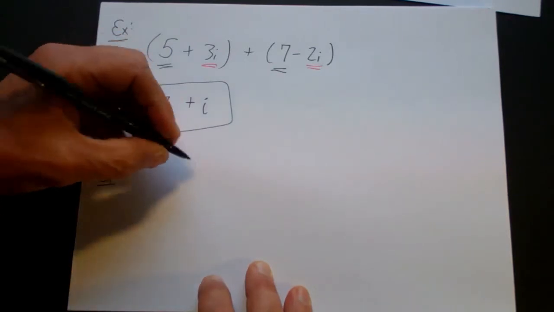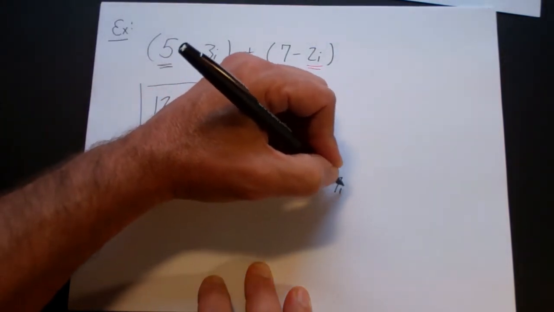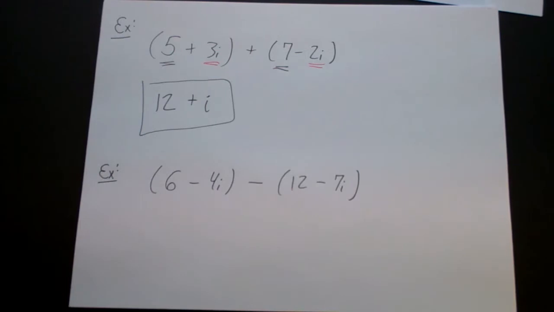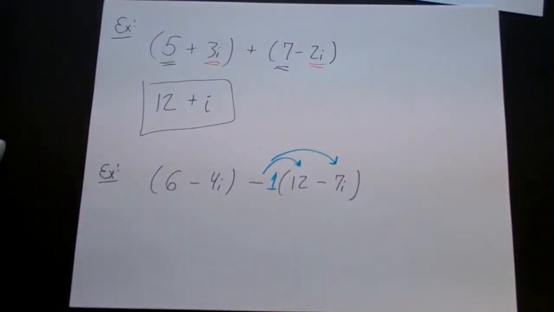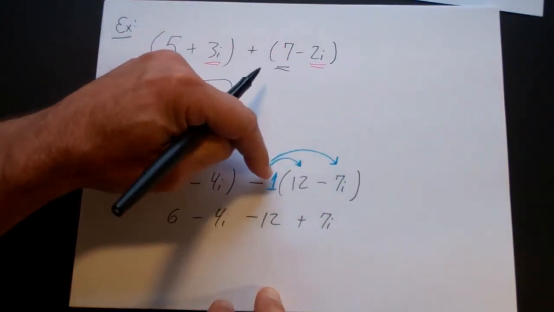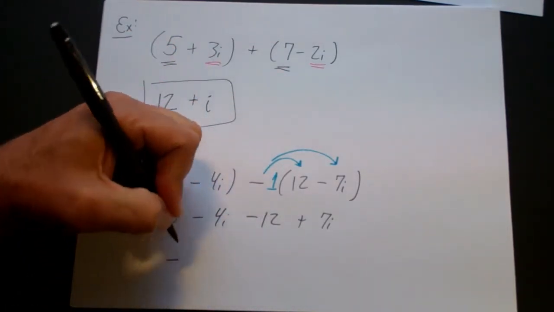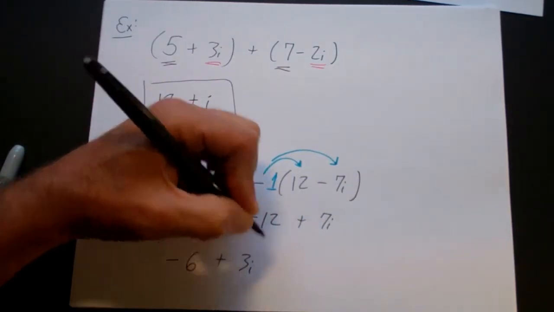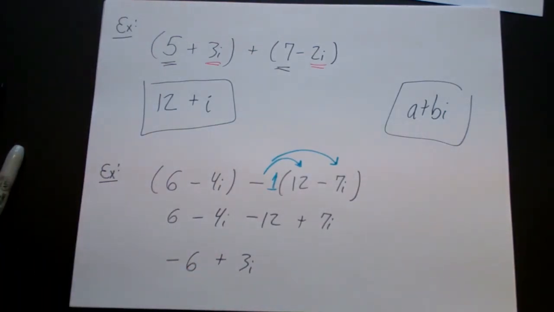Let's do an example with subtraction. (6 minus 4i) minus (12 minus 7i). Again, pretend that the i's are x's to start with. The first thing we're going to do is, this is a negative, so that's like a negative 1. We're going to distribute the negative sign. And as we do so, we'll lose the parentheses, so that's 6 minus 4i minus 12 plus 7i. Notice that a negative and a negative becomes a positive. Then we're just going to combine like terms. 6 minus 12 is going to be minus 6. Negative 4i and positive 7i is going to be a plus 3i. We're going to make sure it's written in the form a plus bi. That's the way we want to write it, with the real part first and then the imaginary. We're done. That's all we're going to do.